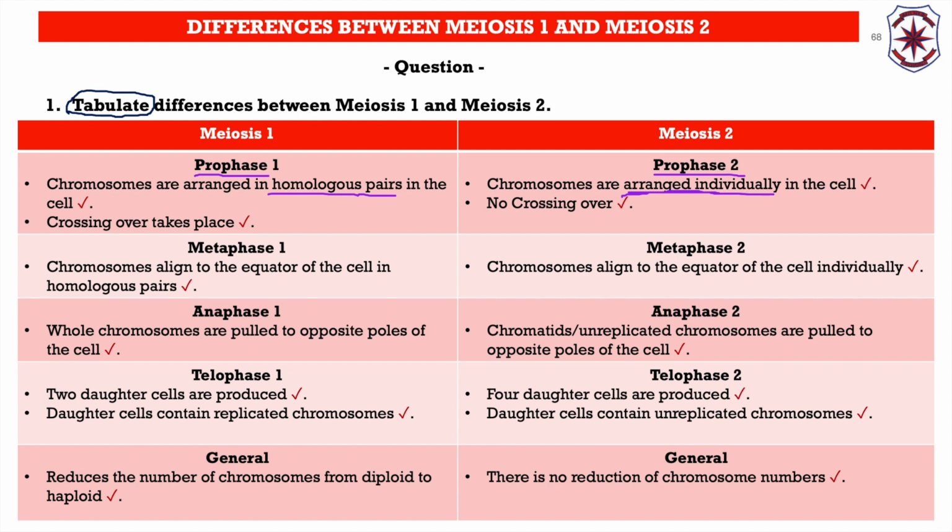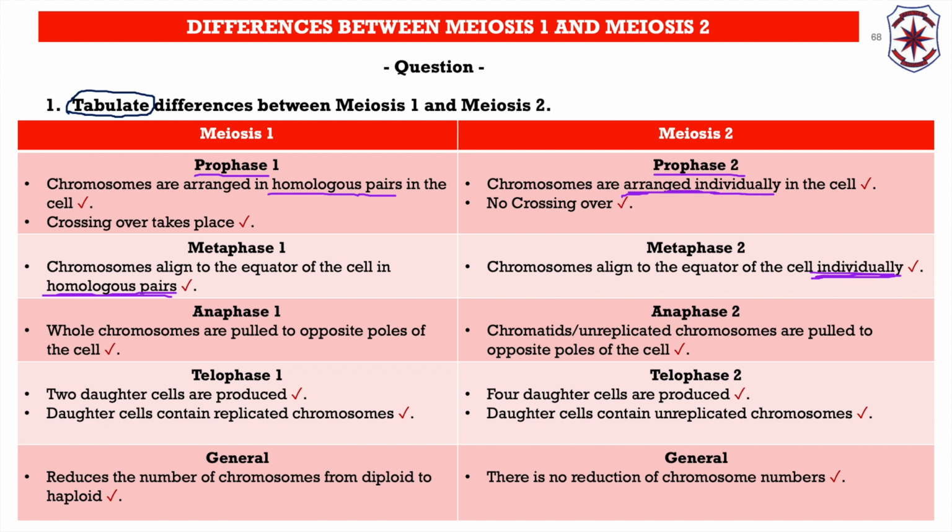We move to the metaphases. In metaphase 1, chromosomes align in the equator of the cell in homologous pairs. However, in metaphase 2, chromosomes align in the equator of the cell individually. They are aligned individually or singly. They do not align at the equator of the cell in homologous pairs.